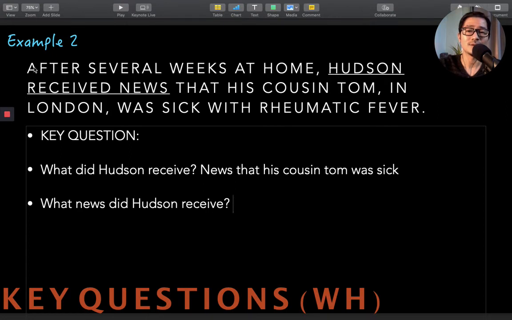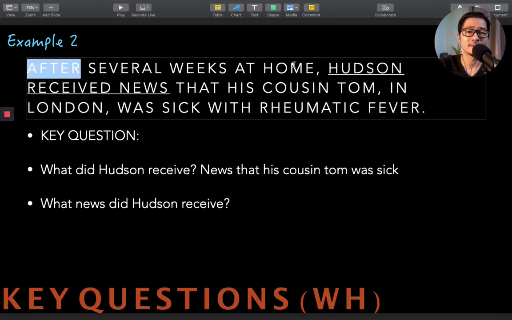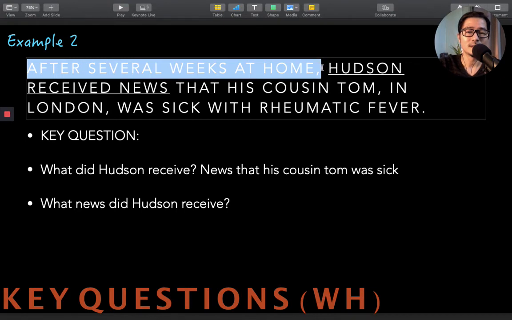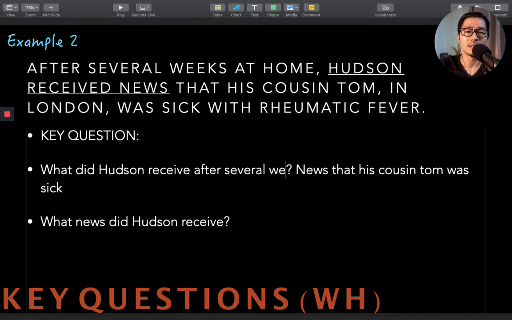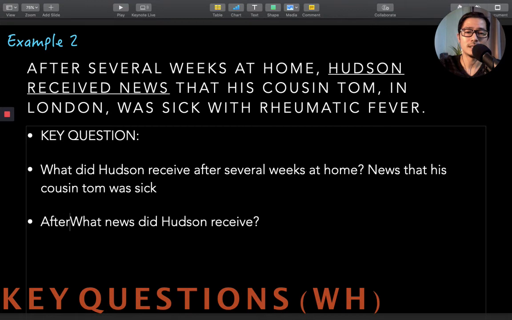By the way, you can also include this. You can also include this. So again, you can put it here or you can put it here. Let's put it here. After several weeks at home. Or in this case, for this one, I want to put it at the beginning. After several weeks, comma. So if it's at the beginning of the sentence, you put a comma. Don't forget that. What news did Hudson receive? So the same answer.